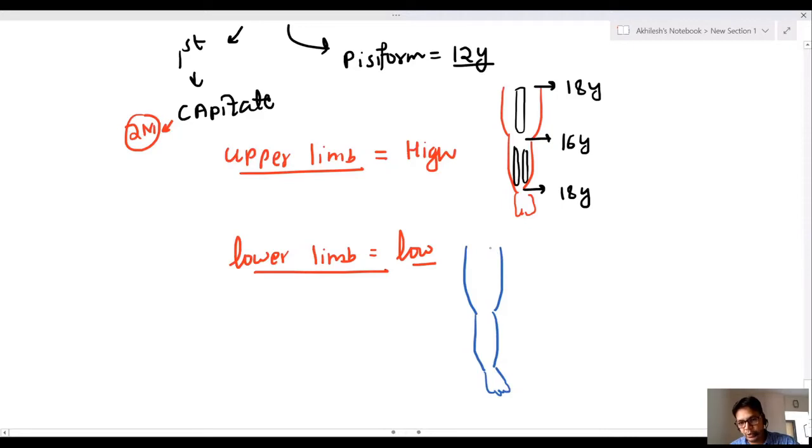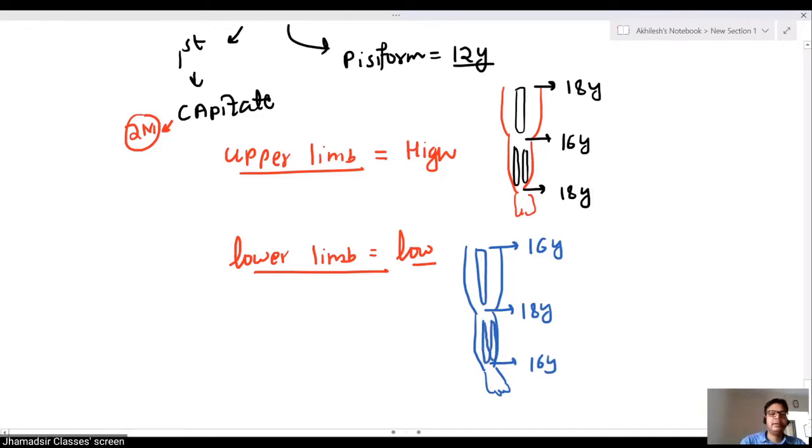So we'll start with low. You'll start with 16, 18, and 16. This is, you have femur bone, then you have tibia and fibula. Tibia and fibula. So you can remember. So look, sir, what is a trick to remember? A very simple trick to remember is a very.